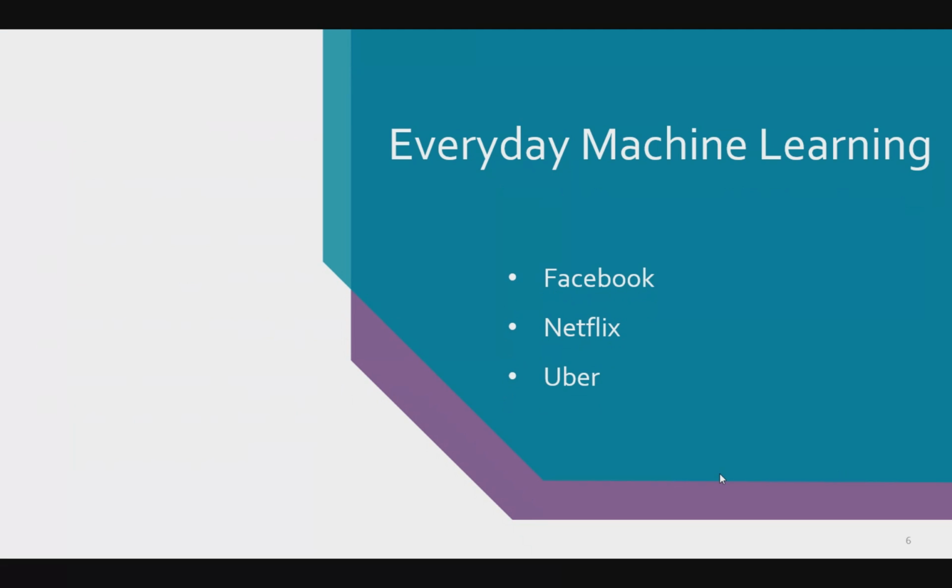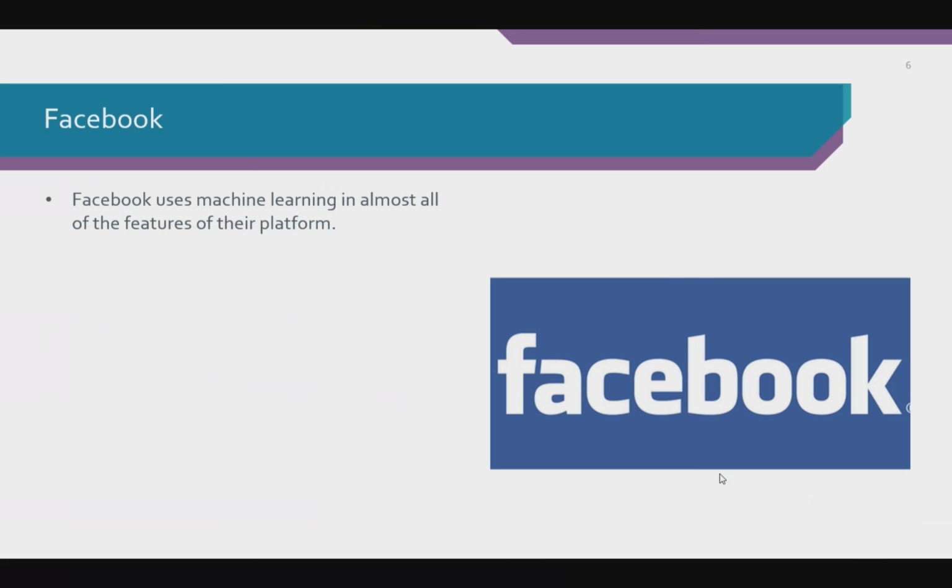So I guess everybody knows about Facebook, which is a social media platform, Netflix, which is a very popular video streaming platform, and Uber, which is a cab hailing platform. And let's see how they're using machine learning currently in their platform and how they're improving the experience of the user.